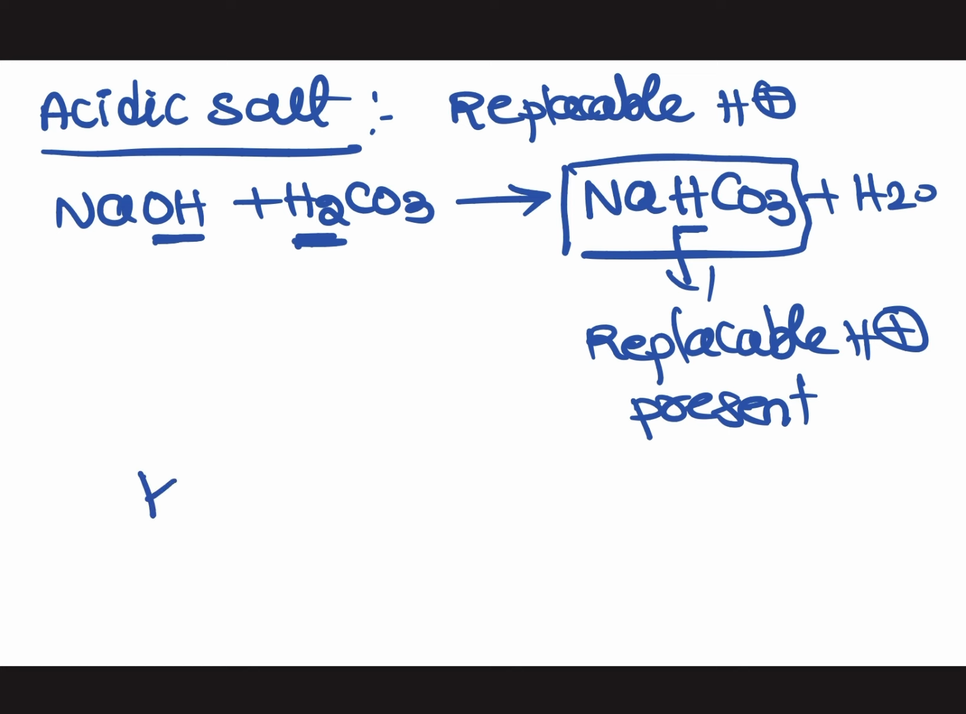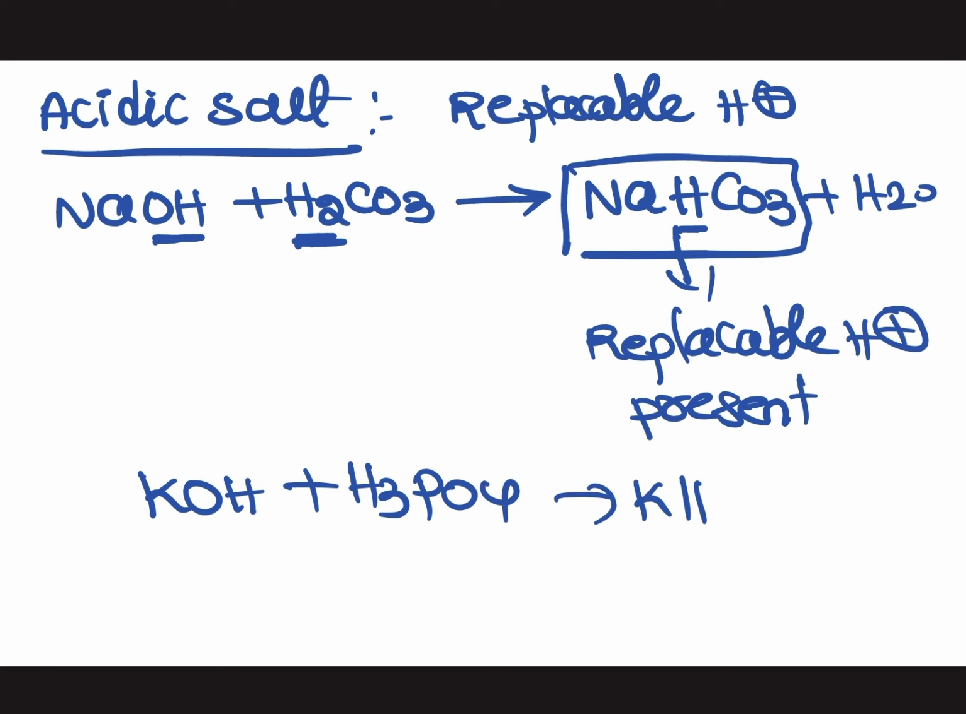So like this you can see one more example. For example, KOH plus H3PO4. So right now it forms KH2PO4. So these are the replaceable H plus ions. A salt in which a replaceable H plus ion is present is called an acidic salt.